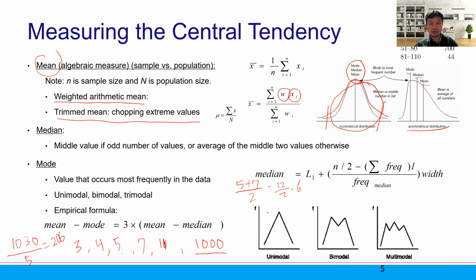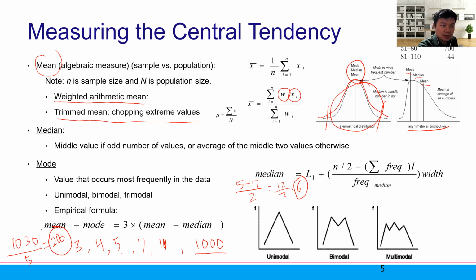What is the good result for this kind of data? Of course, the median is good, because if we use the median, the middle value is 6. If you use the mean or average, the result is 206. So it is not wise to use the mean for this kind of data.